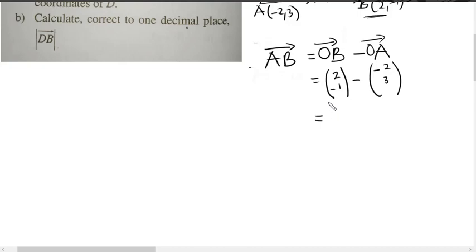If you look at what we have here, we subtract the corresponding coordinates. For the x-axis, we have 2 minus negative 2. And for the y-axis, we have negative 1 minus 3. When these two negative signs meet, it tends to be positive. So 2 minus negative 2 is 2 plus 2, and that is 4. But negative 1 minus 3 is negative 4. So be very careful here.